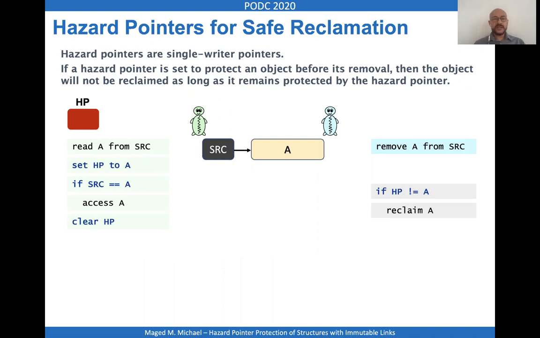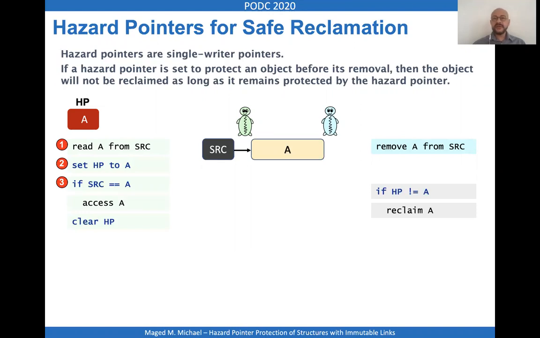So here we have two threads. One is trying to access an object, and another thread wants to remove it concurrently and reclaim it. So the first thread will read a reference to the object from a shared source. It sets a hazard pointer to it to protect it, and then checks that it hasn't been removed already, so it will be safe to access it.